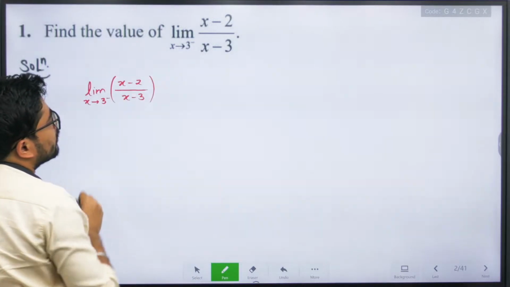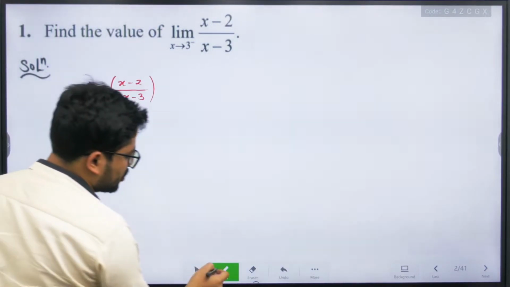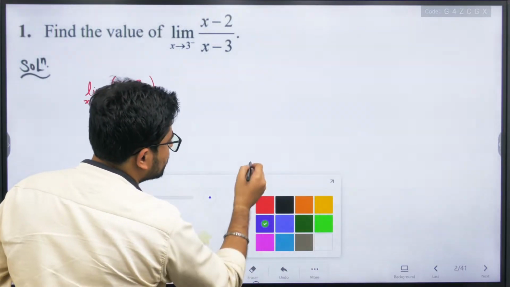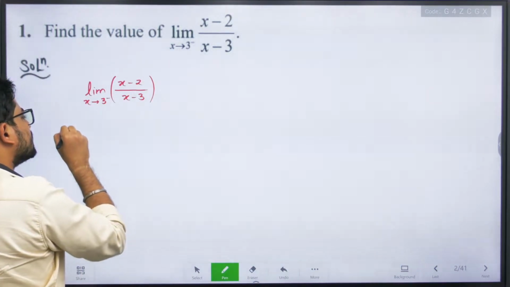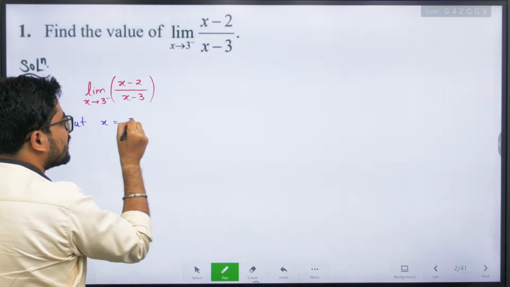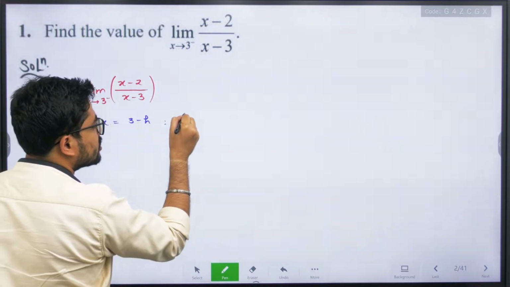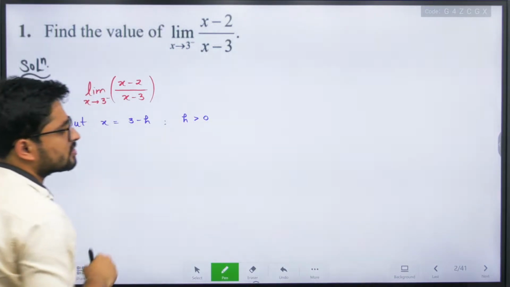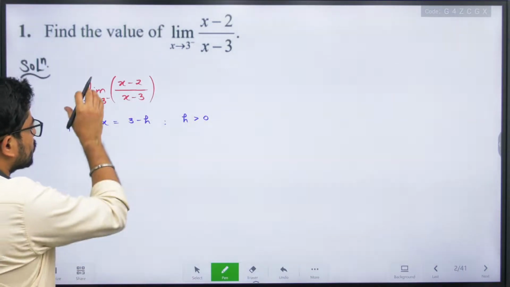Now, x tends to 3 minus, which means 3 from the left hand side. So you can put x as 3 minus h, where h is greater than 0, some positive number.